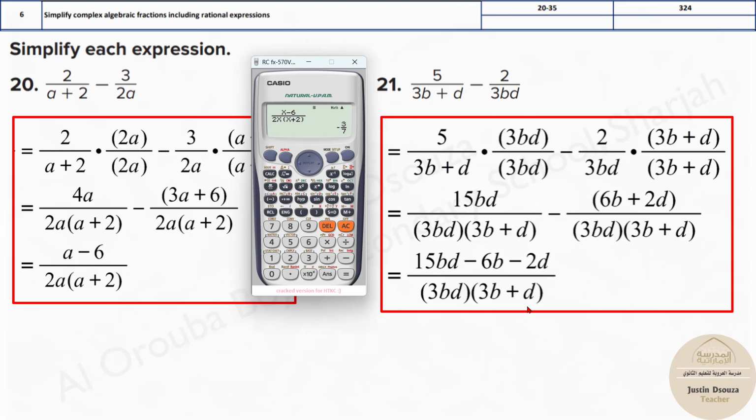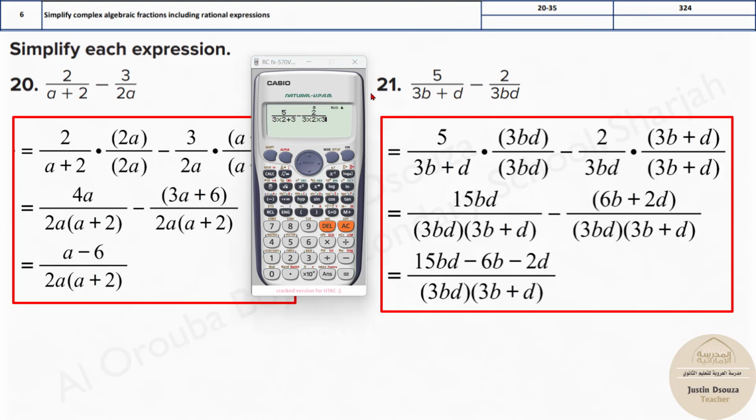But in the second question here, we have 2 different variables. It doesn't matter how many variables you have, as long as you assume a specific value for each variable, you can solve it up easily. Now I will assume b to be 2 and d to be 3.